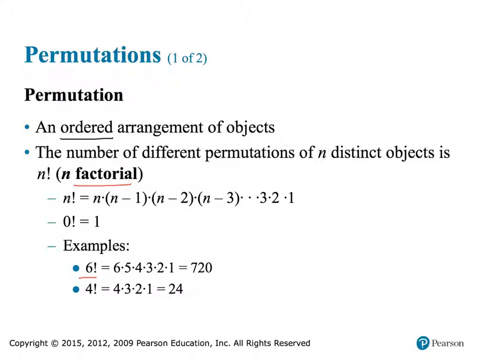With regards to my track example, there are 4 runners. I have 4 to choose from for the first leg. Then I only have 3 to choose from for the second leg, then a remaining 2, and then finally just 1 person remaining for that anchor leg. So the total number of arrangements of runners on that relay team would be 4 times 3 times 2 times 1, or 4 factorial, which is equal to 24.